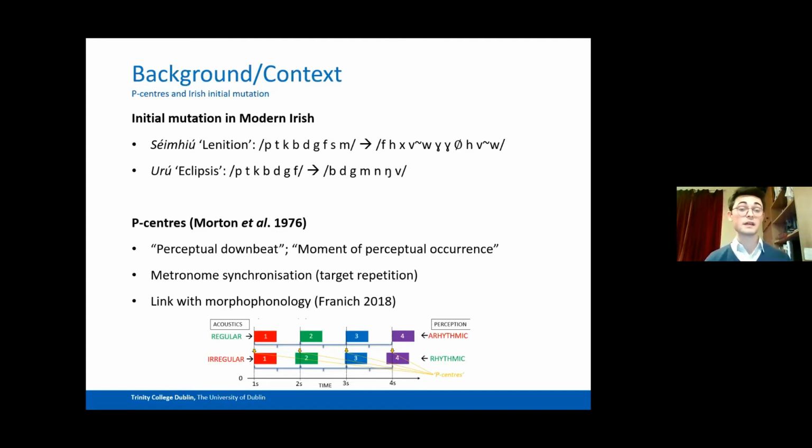This is interesting to me as this is fairly similar, although not identical, to what would have been the pre-morphologization stage of initial mutation in the Celtic languages before they became these more opaque grammatical processes. So I decided to have a closer look as part of my PhD.